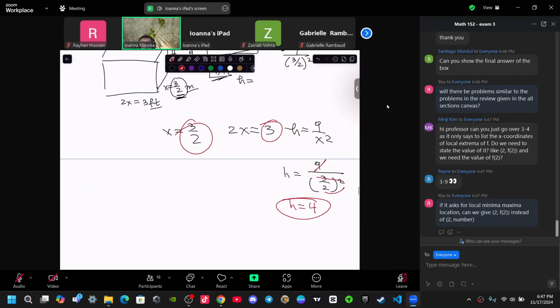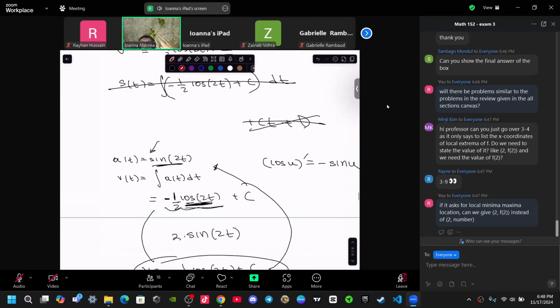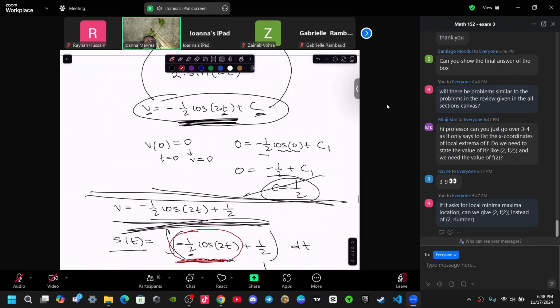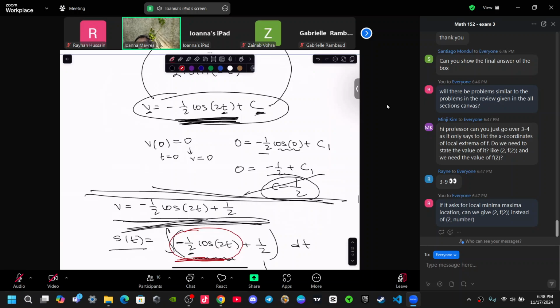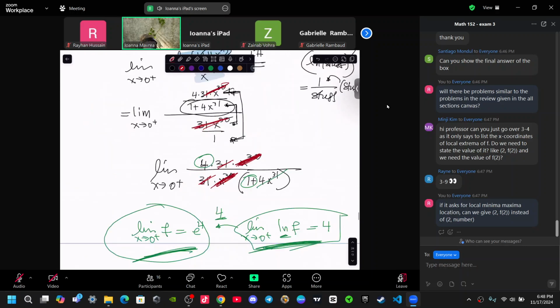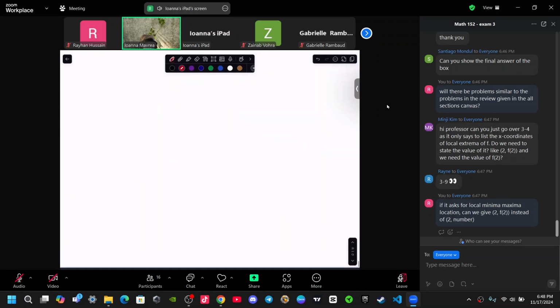Okay, so it's going to be specific. No, never, never do that. When somebody says find the local... oh, the location, yes. Location, you can give just the x coordinate, or you can give the point. Either is fine. But the question will be specific. So the question is going to say, give the x coordinate of the local maximum. So it's going to be clear.